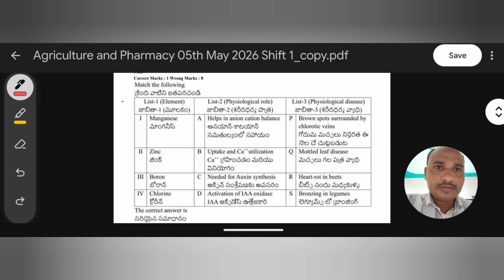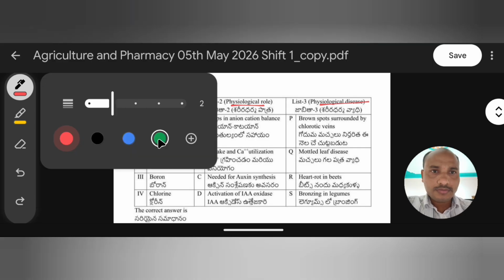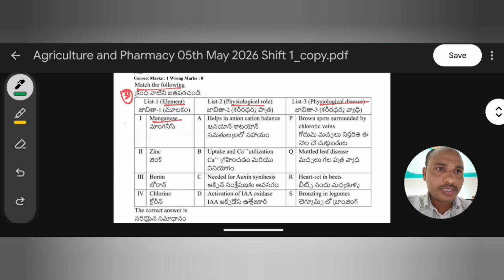Next, question 33. Match the following type of question. Here list one gives elements, and list two gives their physiological role and deficiency disease. First, manganese. Manganese is an activator of indole acetic acid oxidase enzyme, and its toxicity causes a disease called brown spot disease, with brown spots surrounded by chlorotic veins.